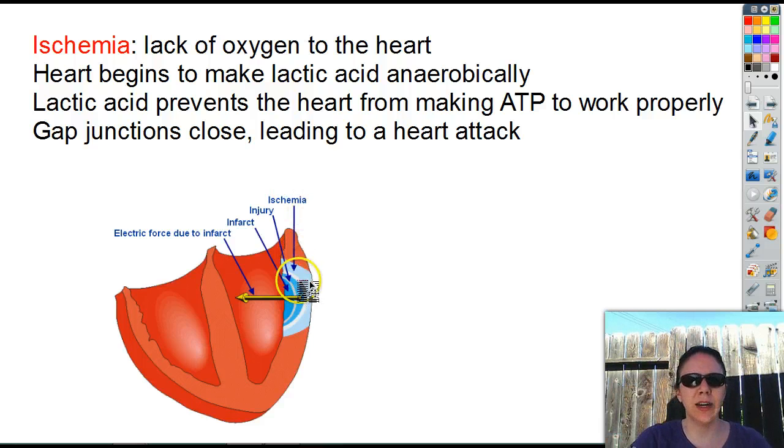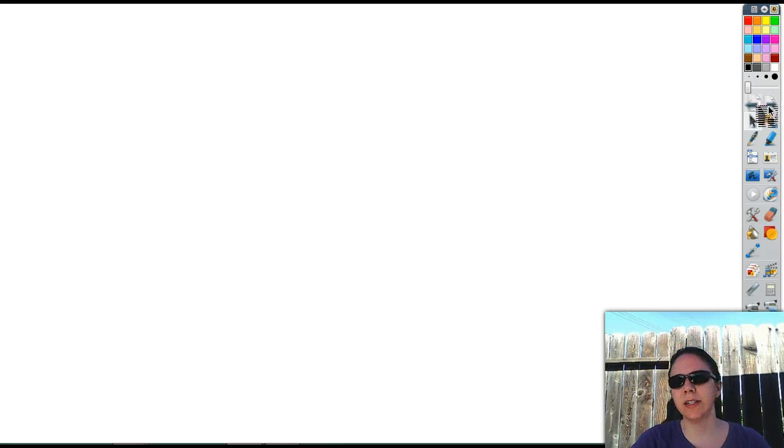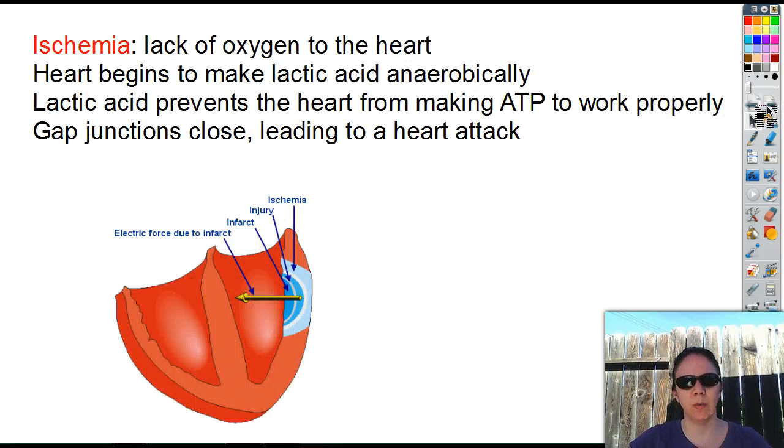So you can see right here, here's the area of ischemia, so no oxygen. Here's injury, so this part is actually starting to get damaged by the lack of oxygen. Here's the infarct, which is the actual heart attack, and then electric force due to it. So it actually changes the polarity of the cells outwards from there. All right, so many causes for heart attacks. Ischemia just happens to be one of them.